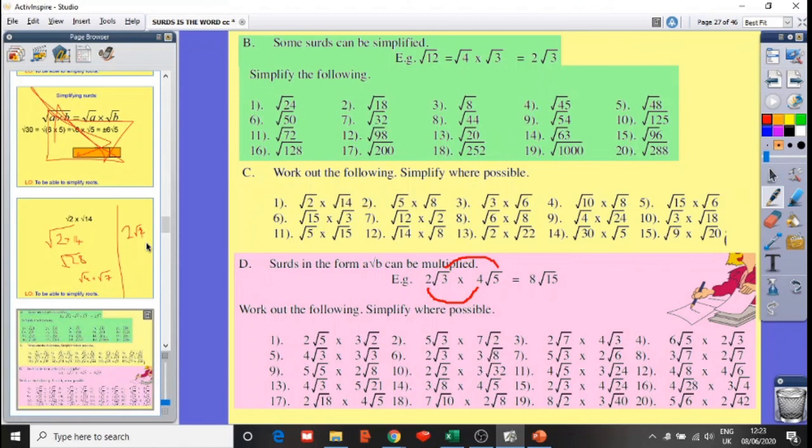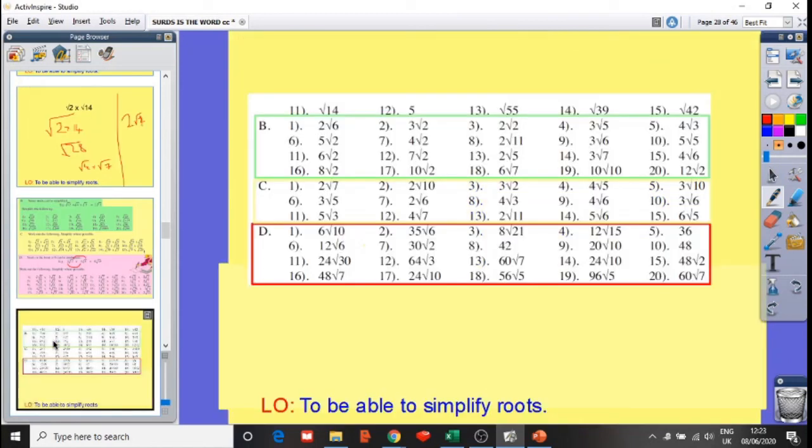Okay, pause the video if you need to. Show the answers. Here are your answers to cross-check your work.